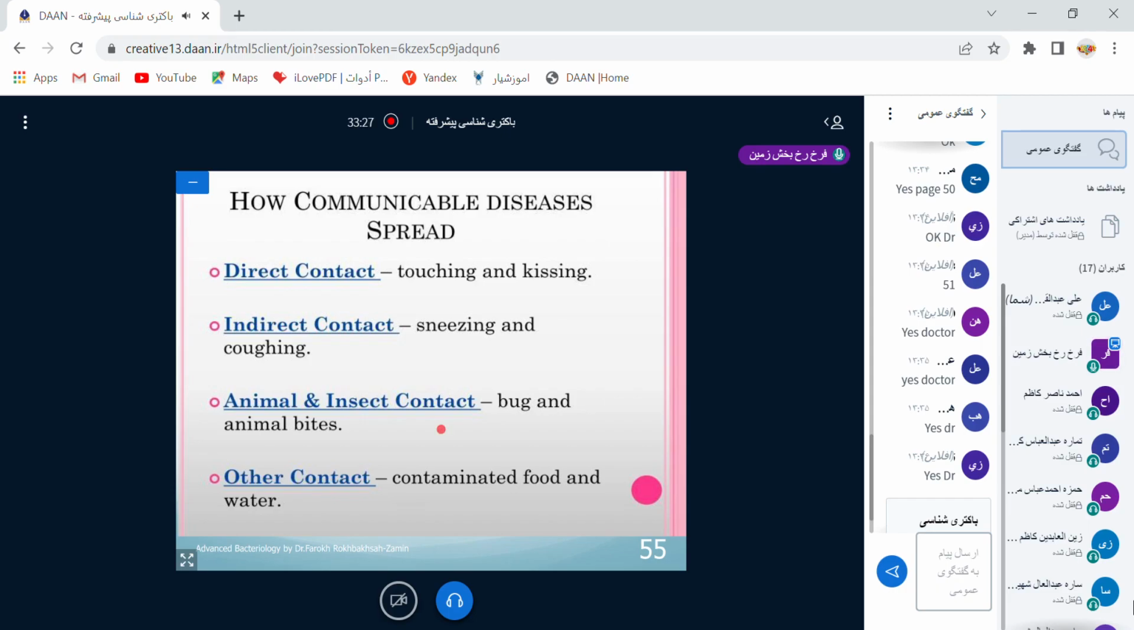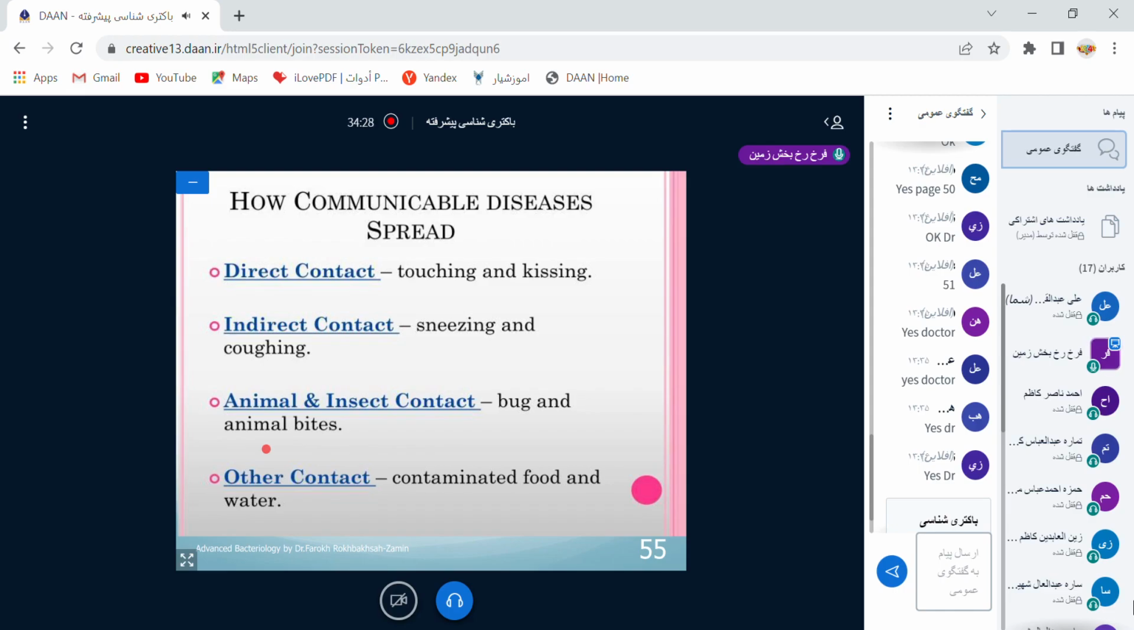Animal and insect contact. Sometimes insects like sandflies, tsetse flies, mites, and ticks can bite and transfer serious infectious microbes, and sometimes some animals directly bite people, like a dog. For example, when a dog infected with rabies virus bites a person, it very easily transfers the virus, and those viruses attack the central nervous system and may be life-threatening and kill the infected patient.